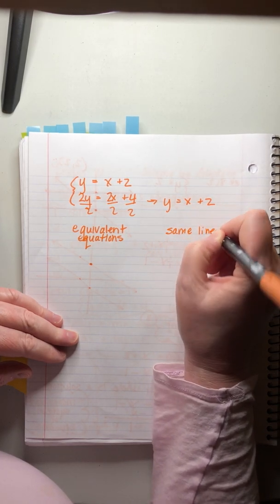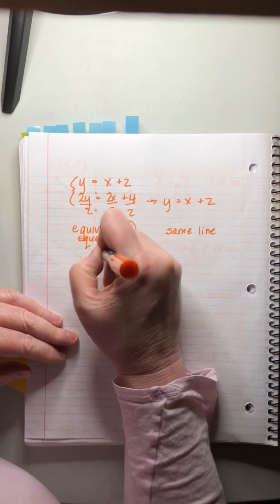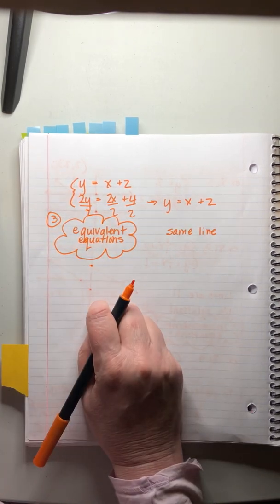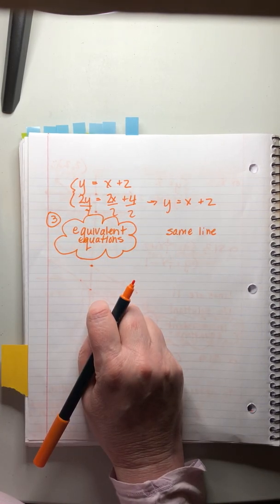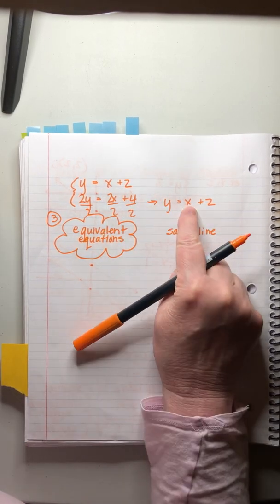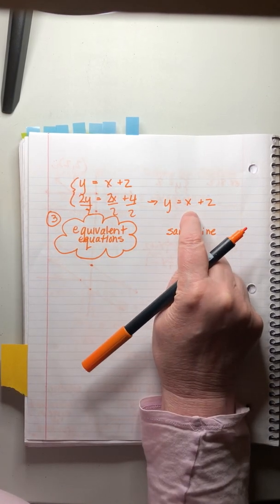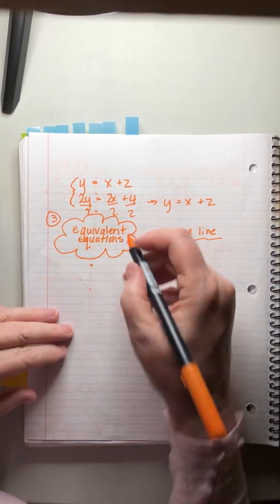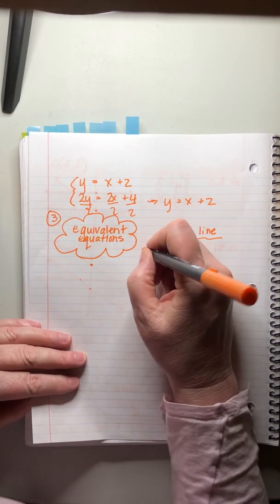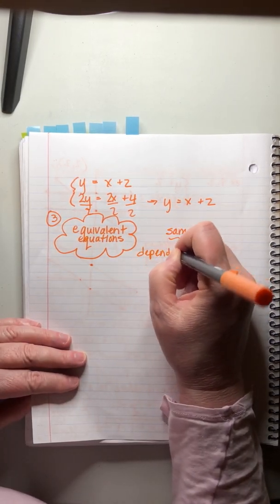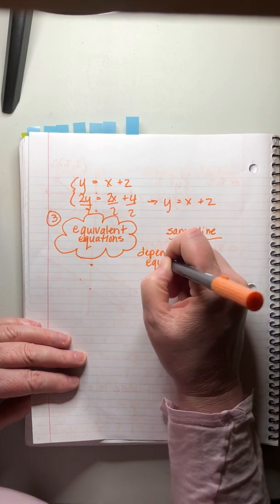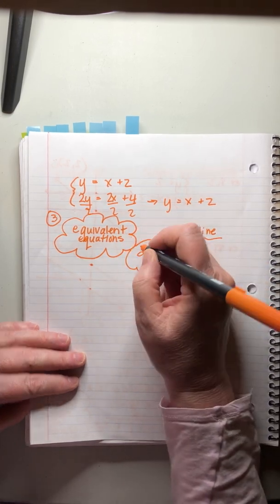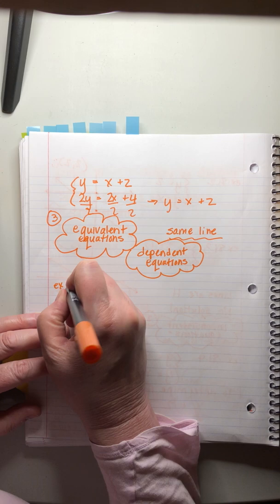The two equations create the very same line. And so all of the solutions for this one are the same as all of the solutions for that one. Okay, so that's what's special about this third category. They're called dependent equations. I'm going to summarize all of this in just a minute.